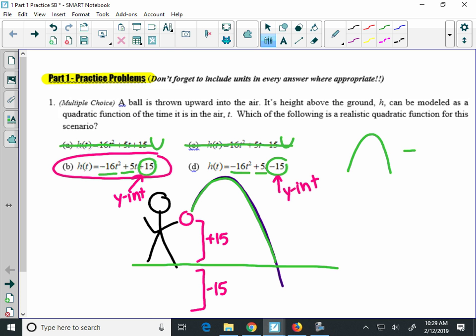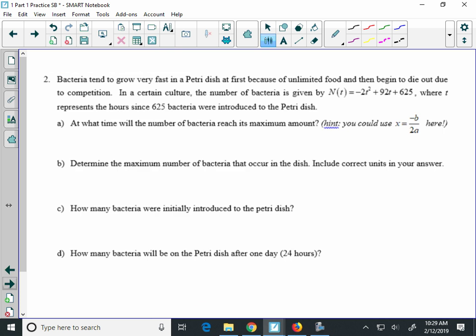All right, that's number 1. So we'll do number 2, and that'll be it for the video. It says bacteria tend to grow very fast in a petri dish at first because of unlimited food. All right, so you put bacterial spores on a petri dish, which is a medium for growing bacteria. They grow really fast because there's food to eat, and then eventually when they eat all the food, they start to die. So the number of bacteria is modeled by this equation.